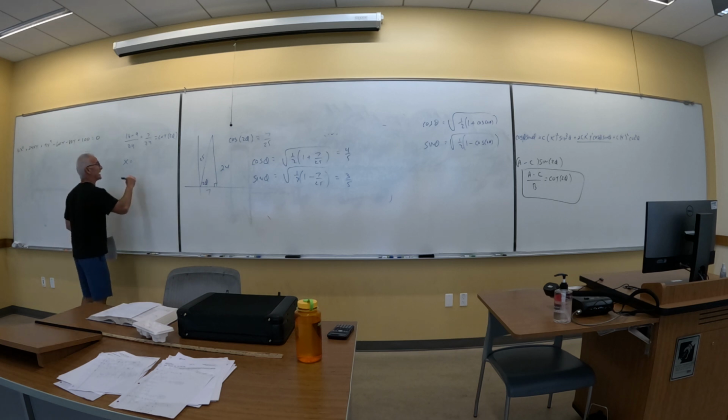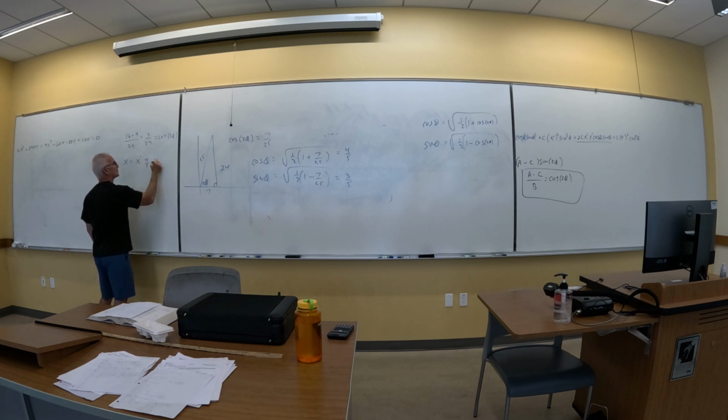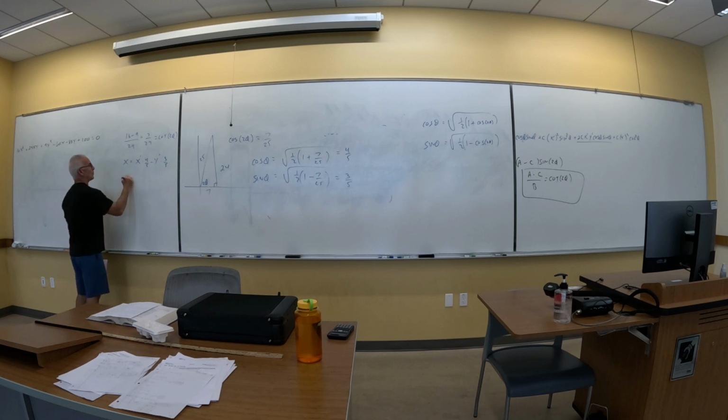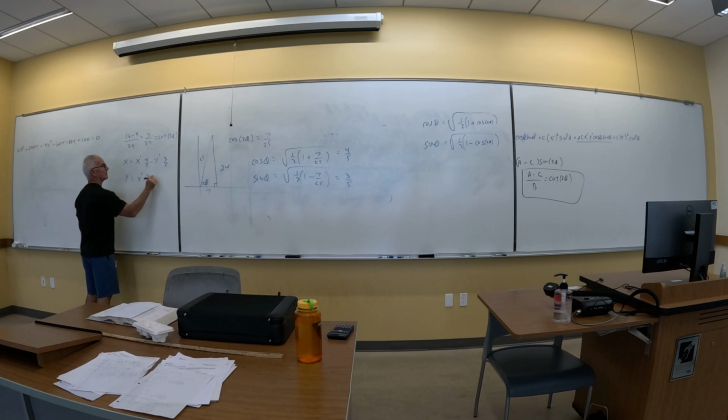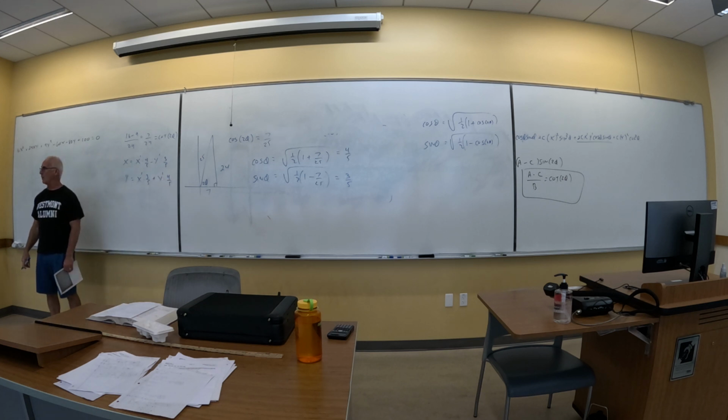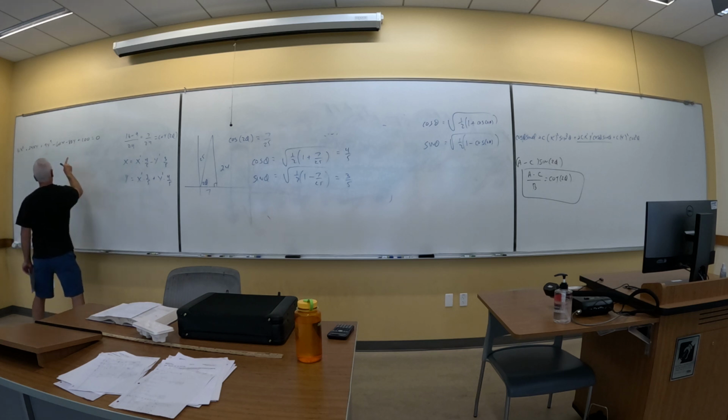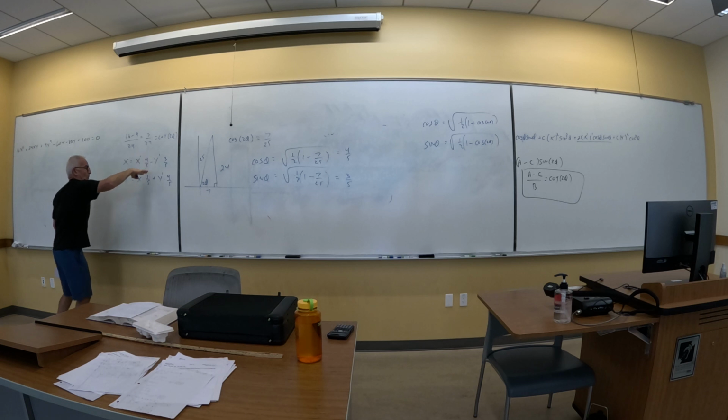So x is x prime cos phi minus y prime times sine phi. And what's y? X prime times sine plus y prime times cos. Ooh, there's no roots in there. It's kind of nice. So I'm going to replace the x's and y's with this.